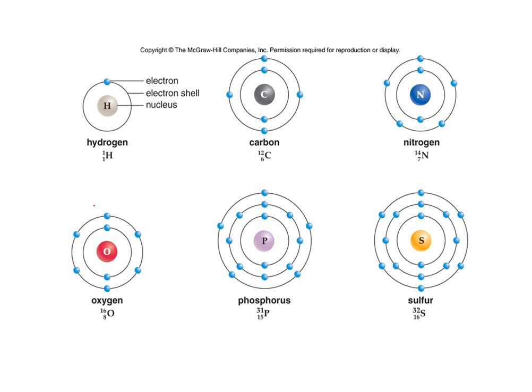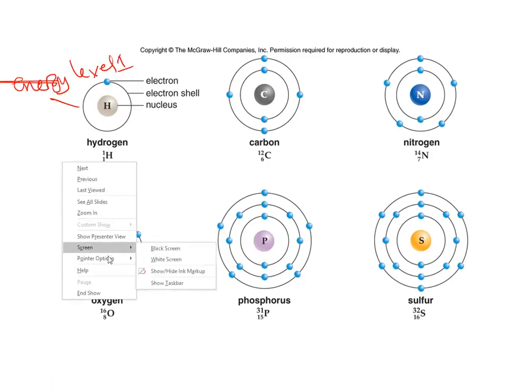So this is what they are showing. If you are filling, hydrogen only has a single electron. So you put the single electron in the first energy level. So this is energy level 1, the energy level closest to the nucleus.